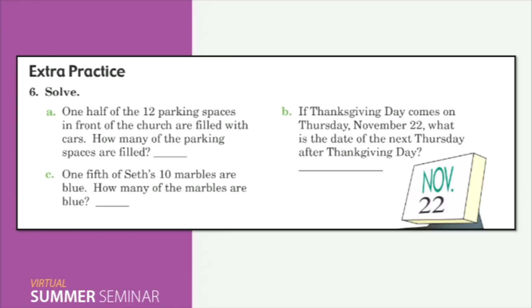Look at letter B here. If Thanksgiving Day comes on Thursday, November 22nd, what is the date of the next Thursday after Thanksgiving Day? Okay, I could just say, what's 22 plus 7? But I'm not going to do that. They have to first think of, okay, Thursday to Thursday, how long is that? And then they have to figure it out.